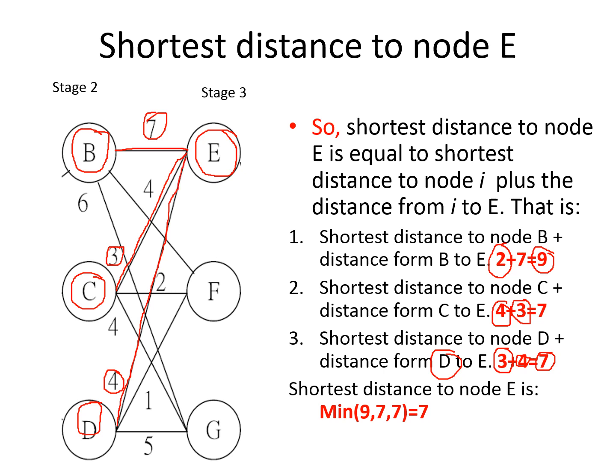Now we take the shortest distance to node E, being the minimum of all these answers, 9, 7, and 9, which is 7. The shortest distance to node E is 7, and that means you are coming from either C or D. Both have a cost of 7, as you see here.